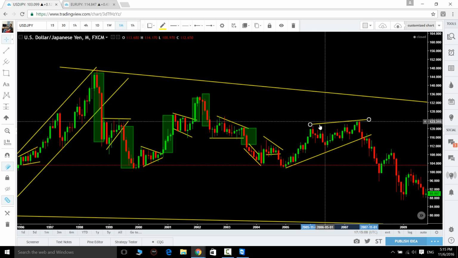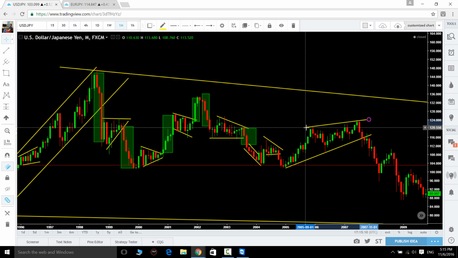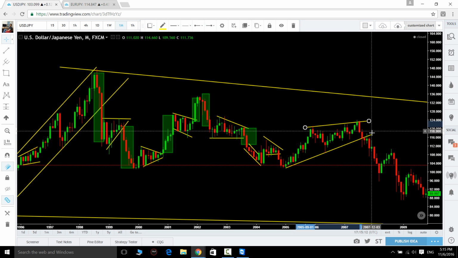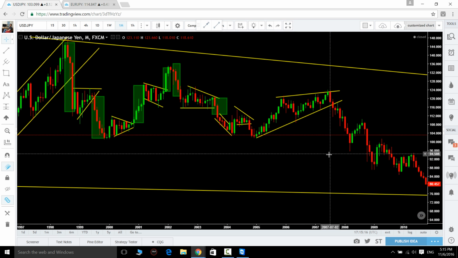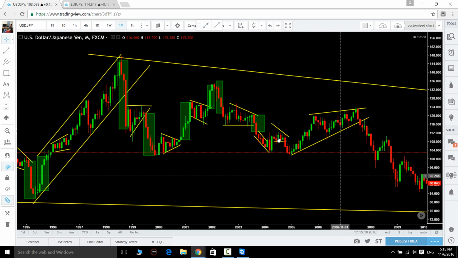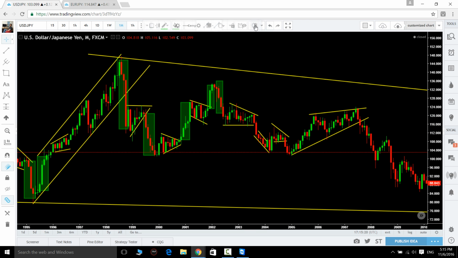and formed a rising wedge, which is also a trend reversal pattern. So it means price is going to get to the downside. All right, so I think I'll remove the boxes.